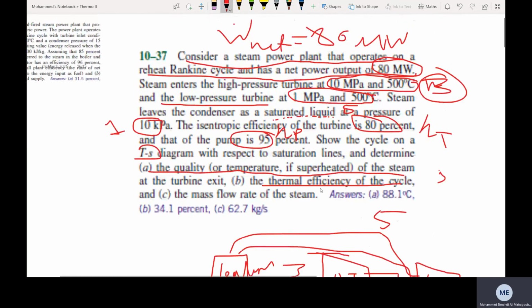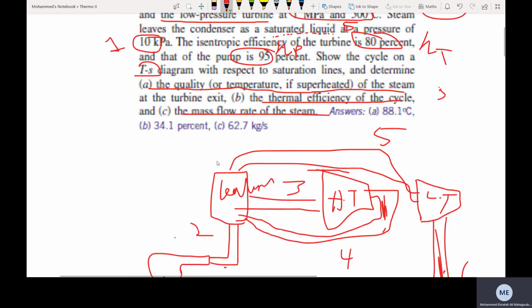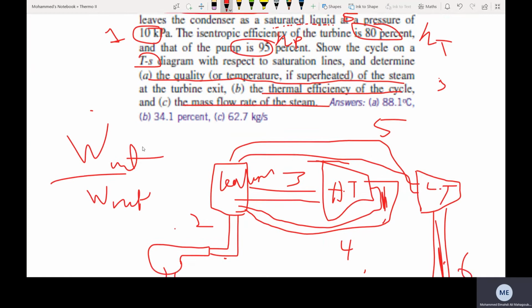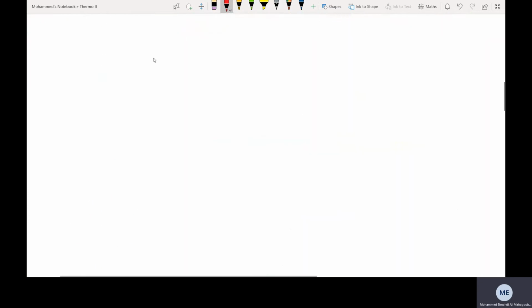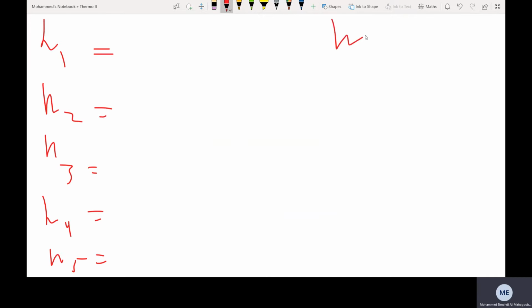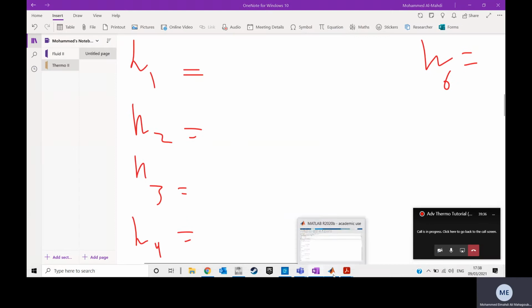And then the thermal efficiency of the cycle, and then the mass flow rate of the steam, which is again, you know, always the rule for this. It's going to be W dot over W small, okay, net. Okay, as we did before in the last question. So yeah, let's again do it the same way. I need the H's at all the points, okay, because I need to calculate the thermal efficiency. So H1, H2, H3, H4, H5, and H6. And after that, I can solve the question. Okay, so let's go to our code.